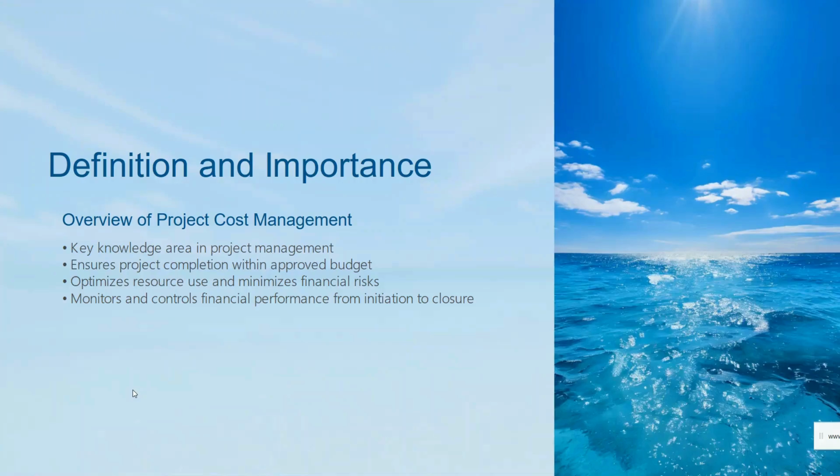So let's start from the definition and importance. Product cost management is one of the key knowledge areas in product management. It involves the processes required to ensure that a product is completed within its approved budget. Proper cost management helps to optimize the use of resources, minimize financial risk, and ensures that the product is delivered on time and within budget.